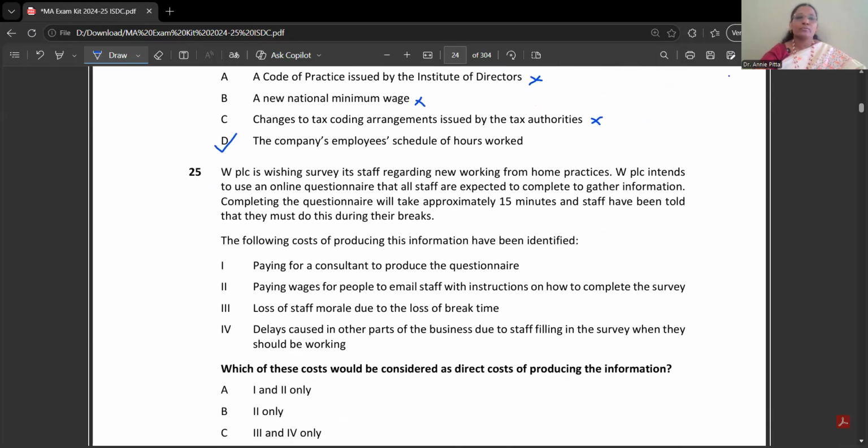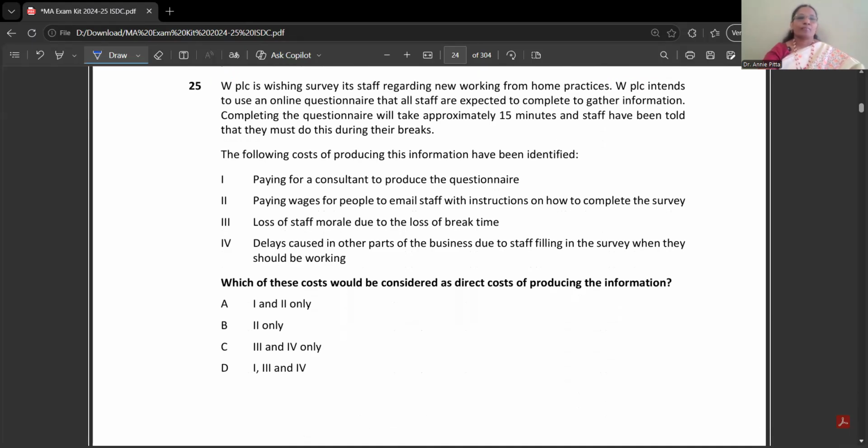Then going forward, the 25th question. WPLC is wishing to survey its staff regarding new working from home practices. WPLC intends to use an online questionnaire that all staff are expected to complete to gather information. Completing the questionnaire will take approximately 15 minutes, and staff have been told that they must do this during their breaks. The cost of producing this information has been identified as paying for a consultant to produce the questionnaire. We are asked to find out the cost of producing this information.